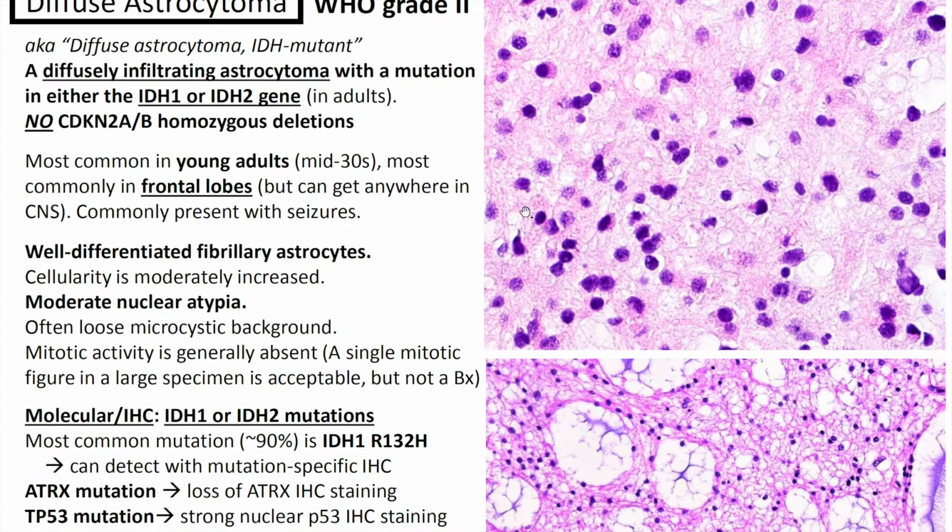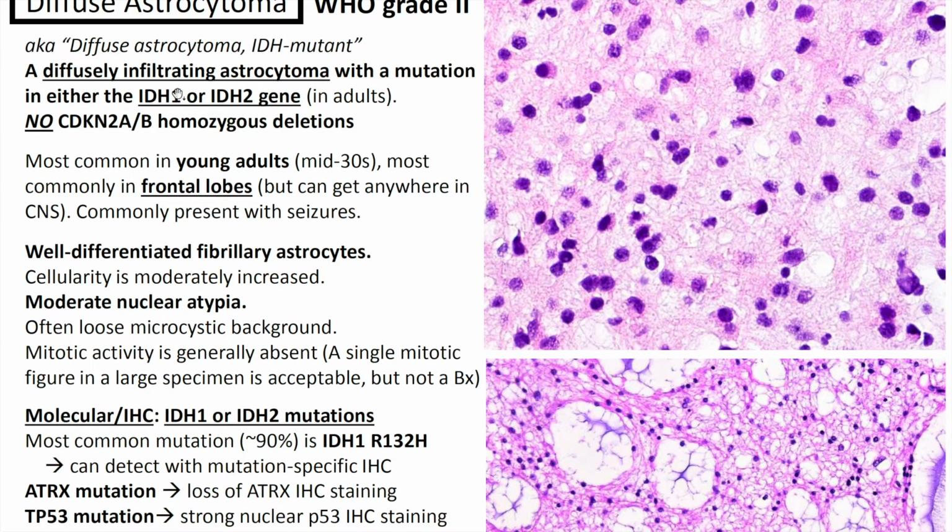So diffuse astrocytoma, WHO grade 2, also known as a diffuse astrocytoma, IDH mutant, is a diffusely infiltrating astrocytoma with a mutation in either the IDH1 or IDH2 gene in adults, with no CDKN2A or B homozygous deletions.